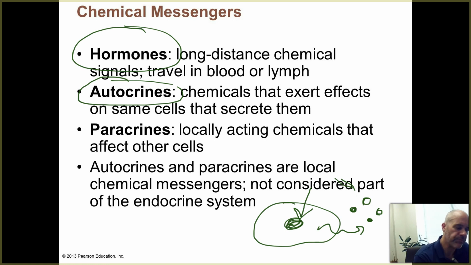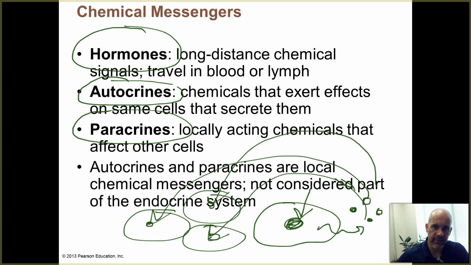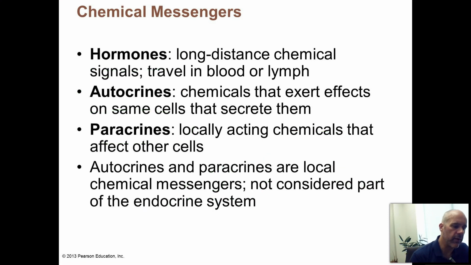And then there are chemical messengers called paracrines. If we've got our cell over there and it's secreting some chemicals, and those chemicals act on some neighboring nearby cells, not necessarily the same cell, those are called paracrines. So those are locally acting chemical messengers. We're not going to spend a whole lot of time in this course talking about autocrines. Paracrines will come up occasionally, but in this unit we're mainly going to be focusing on various hormones produced by endocrine glands.